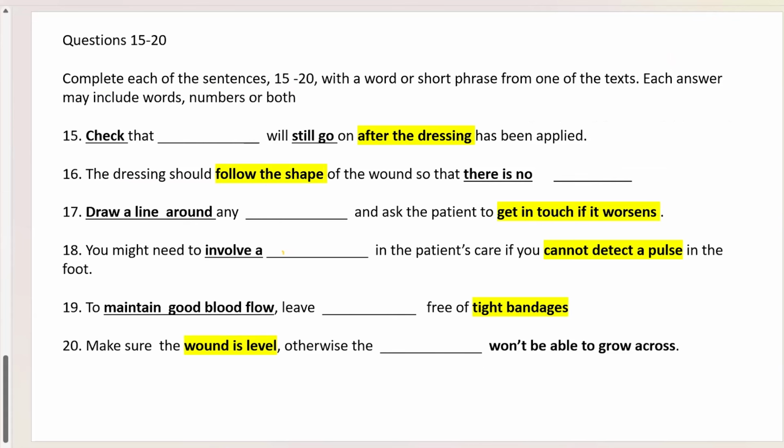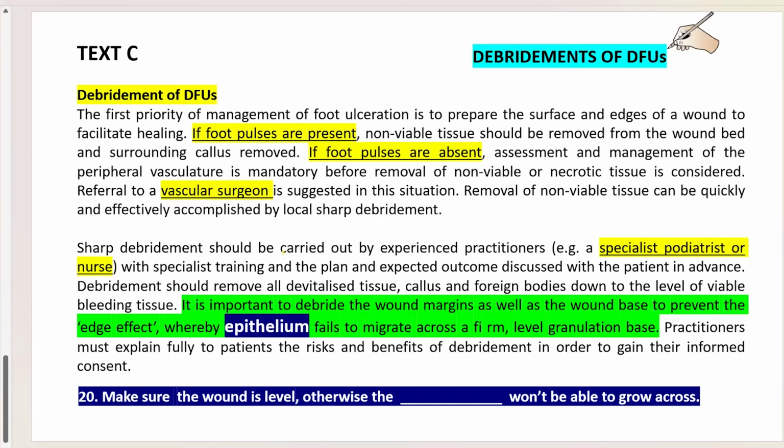After the Debride C, definitely. So it is important to debride the wound margins as well as the wound base to prevent the edge effect whereby epithelium fails to migrate across a firm level granulation base. So here, won't be able to grow across. Okay, so make sure the wound is level, otherwise the epithelium won't be able to grow across.